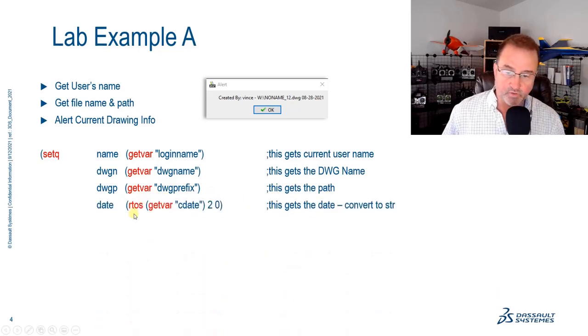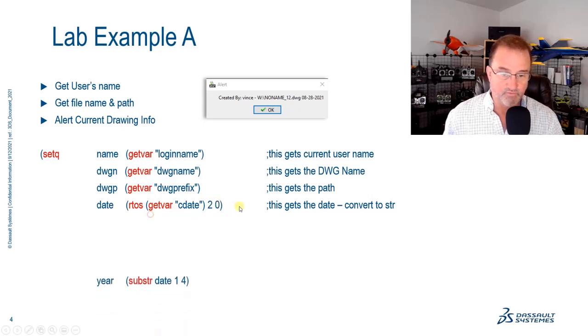And then I'm going to grab the date. Now, if you've checked this out, when we grab the date, it is a numerical value. It's not a string. And so in order to strip away the characters for the date, we have to convert it over to a string. And the function, if you recall, last time we covered this, is real to string, artos. And we are going to use a decimal and 0 places for the decimal.